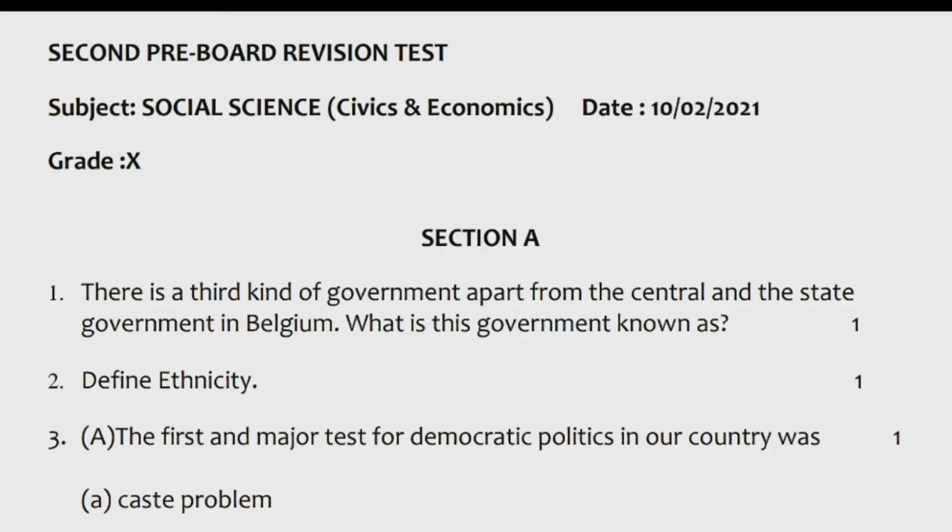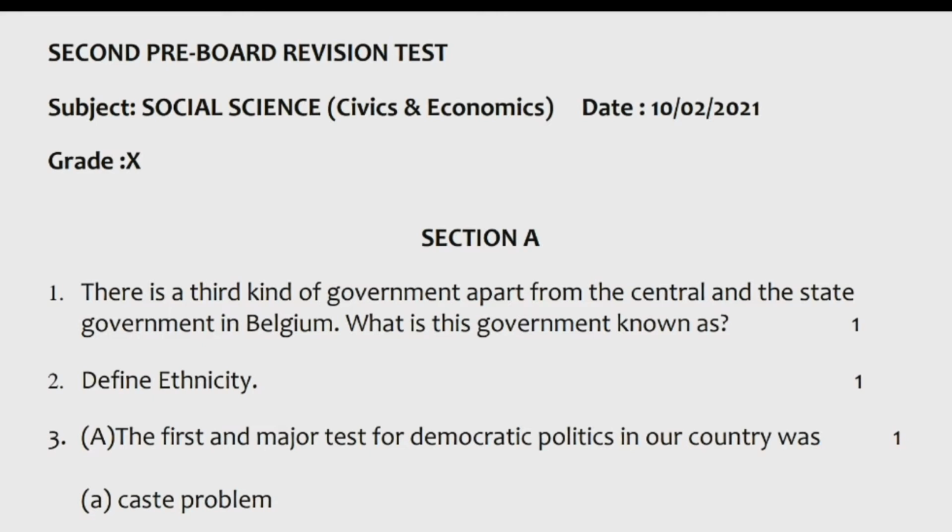Section A. 1. There is a third kind of government apart from the central and the state government in Belgium. What is this government known as? 2. Define ethnicity.